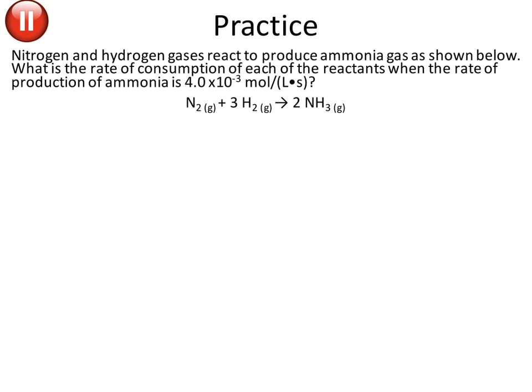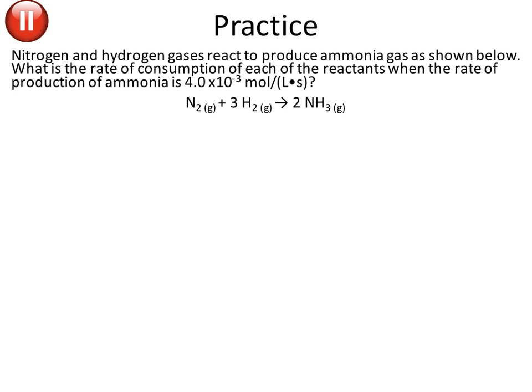So try this one yourself. Here we have nitrogen and hydrogen gases that react to produce ammonia gas, as shown in the equation below. The question is asking, what is the rate of consumption of each of the reactants when the rate of production of ammonia is 4.0 times 10 to the negative 3 mole per liter per second? So attempt this by yourself. Do one step for nitrogen and one step for hydrogen, and once you're done, come back and we'll show you the answer.